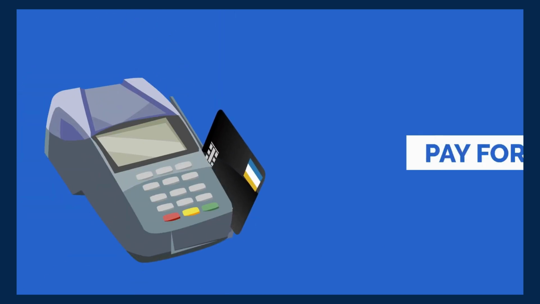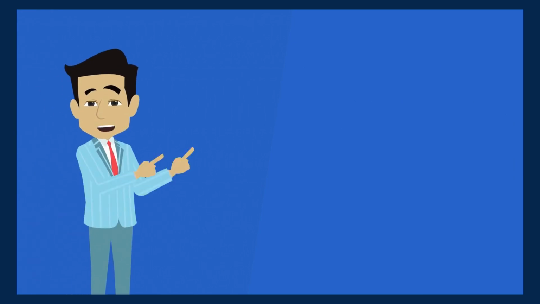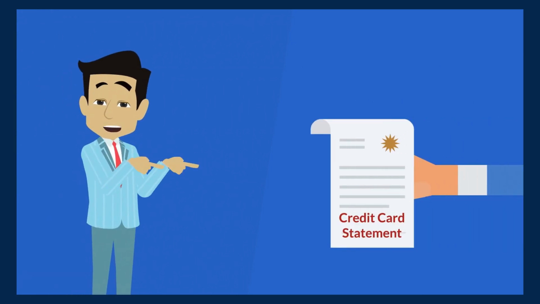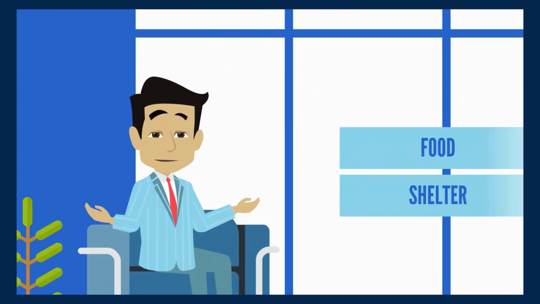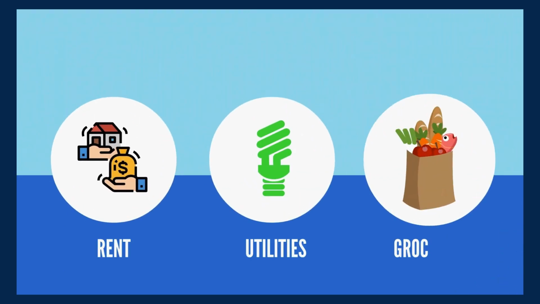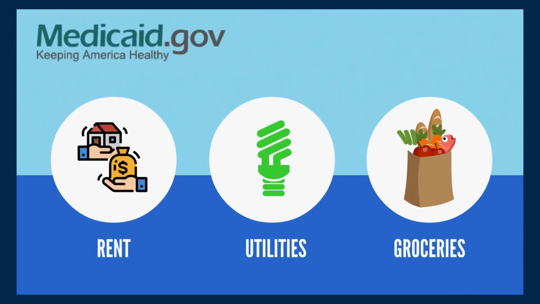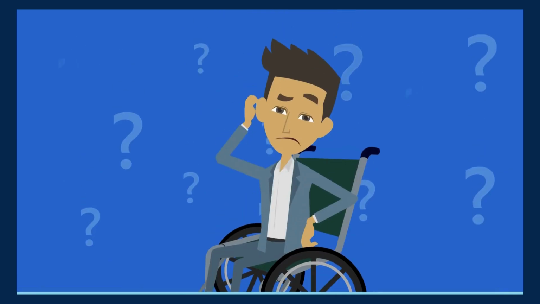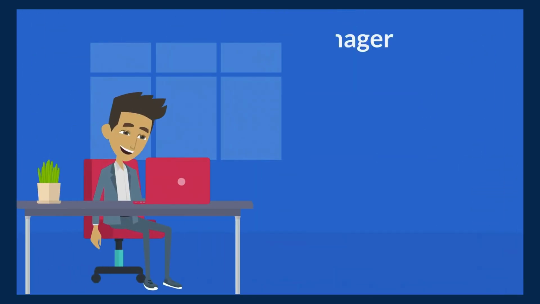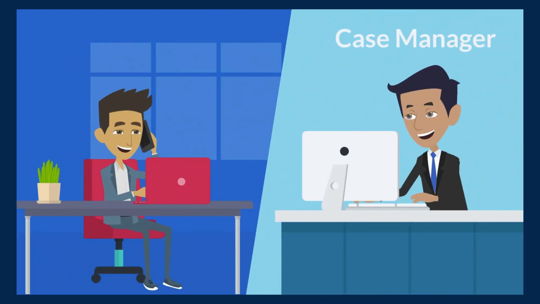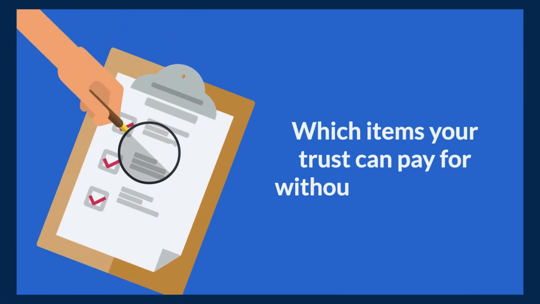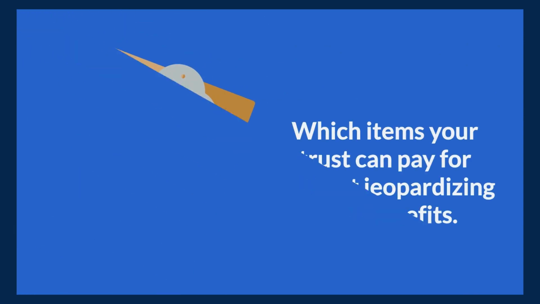Number 9. If you decide to use your personal credit card to pay for items, always make sure to submit your credit card statement along with matching receipts. Number 10. Disbursements that are related to food and shelter, like rent, utilities, and groceries, may jeopardize Medicaid and/or SSI benefits. Do not worry. Your assigned case manager can explain which options may be available for your specific case to clarify which items your trust can pay for without jeopardizing your benefits.